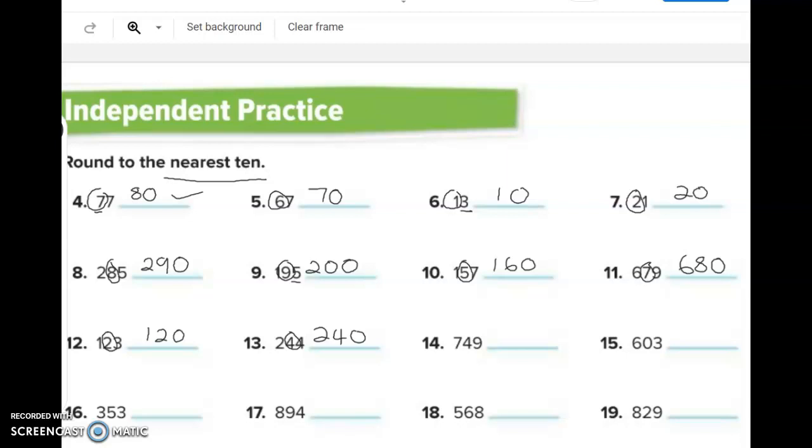We look over at number 14. At number 14, we have a 4 in the tens column. We look at the 9 to the right, at the 9 in the ones column, and the 9 is above 5. So it means that my 4 will receive 1 more, and my 7 will remain the same, my hundreds will remain the same, it's not affected, so it becomes 750.